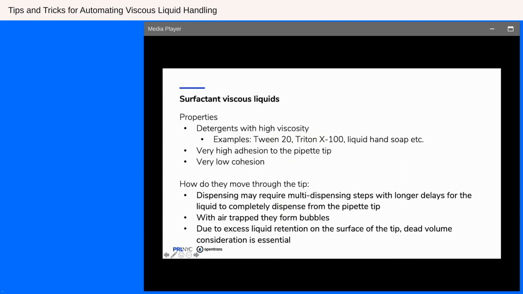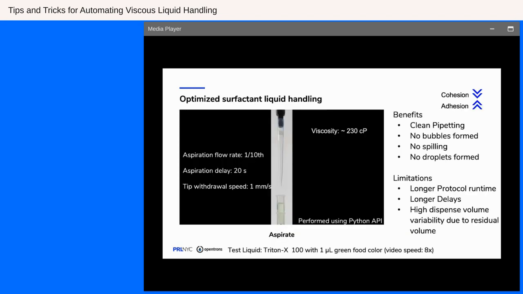So if you're going to dispense this liquid, the common problem which you might be having is excess retention of liquid after the viscous liquid is being dispensed. So you might need to dispense in multiple steps where you're allowing the surfactant to completely come to the bottom of the orifice of the tip. Let's take an example of how we are doing this for Triton X.